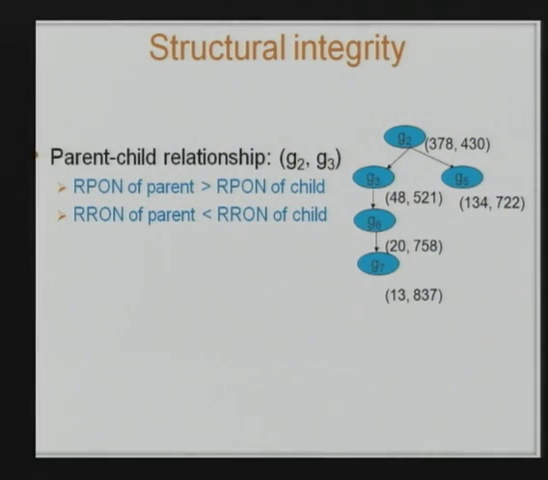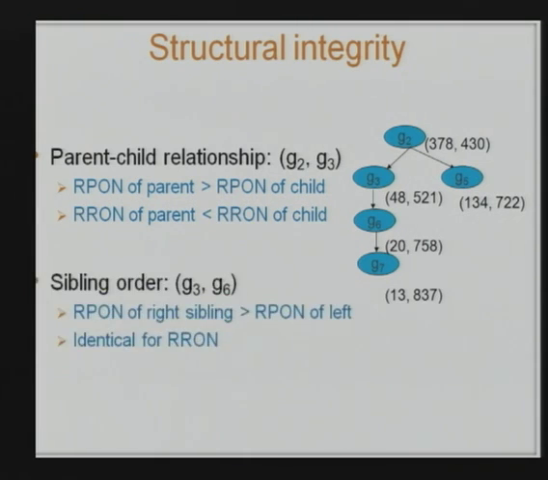However, we have not yet verified the structural integrity, which is important in terms of parent-child relationship and sibling order. That can be carried out by the properties of randomized post-order numbers or randomized pre-order numbers. Remember that the parent always has a larger post-order number than the children, and the pre-order number of the parent is always less than the pre-order number of the children. Such a test is applied, and the sibling order test is that the left sibling always has a smaller pre-order number and post-order number than the right sibling. So authentication is finished.